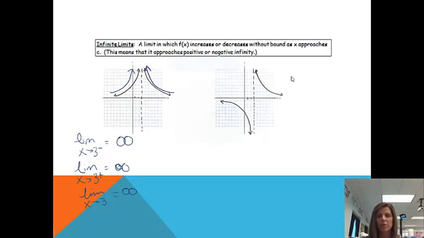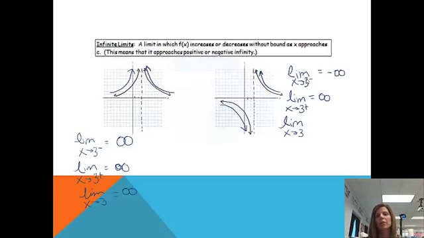Some questions that I might be able to ask you with regards to this graph might be what's the limit as x approaches 3 from the left again, and as I'm coming into x equals 3, I'm headed down towards negative infinity. Another question that I could ask you is what is the limit as x approaches 3 from the right, and again, as I'm approaching from the right, I'm headed up towards positive infinity. And then a third question that I could ask you is what's the limit as x approaches 3?